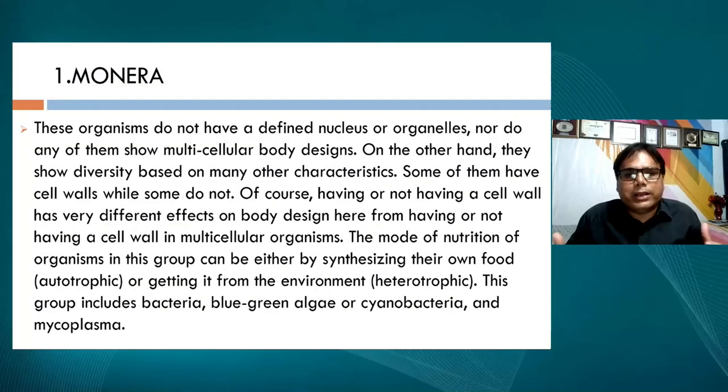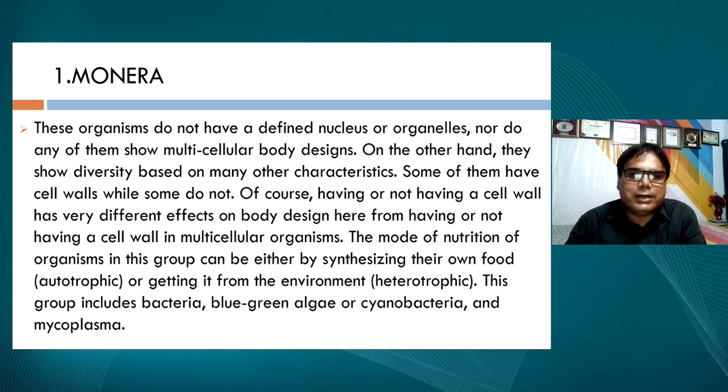These organisms do not have a defined nucleus or organelle, nor do any of them show a multicellular body design. The organisms kept in the Monera are very simple. They do not have a well-defined nucleus, and they do not have membrane-bound cell organelles. In the kingdom Monera, usually organisms like bacteria, blue-green algae known as cyanobacteria, and mycoplasma are kept.